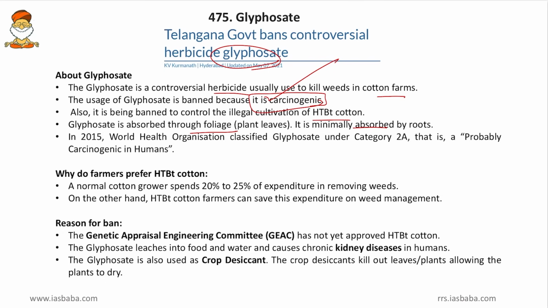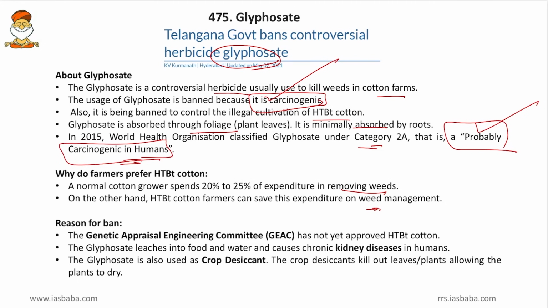Then in 2015, the World Health Organization classified glyphosate under category 2A. That means it is probably carcinogenic in humans. So not surely, but probably it might be carcinogenic. So this is the status given by WHO and this is worth remembering. Then why do farmers prefer HTBT cotton? Friends, a normal cotton grower spends 20 to 25% of the expenditure on growing the cotton in removing the weeds. But on the other hand, HTBT cotton farmers can save this expenditure on weed management.